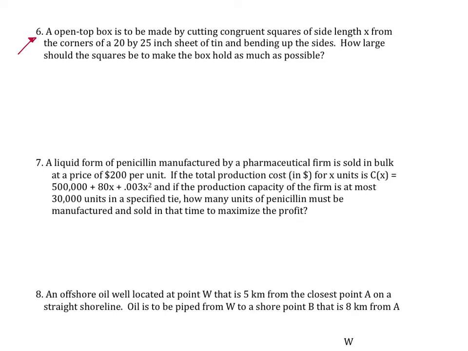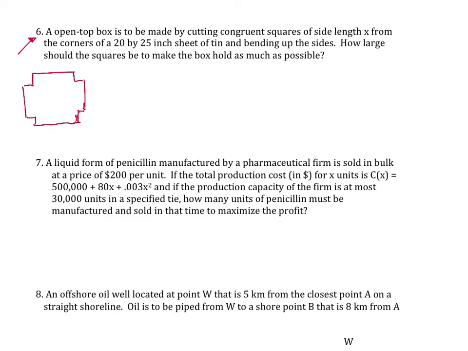So we've got a tin sheet, like this. And I'm going to cut out x's out of each corner. So I'm going to erase this and show you what's left when I cut out x's out of each corner. Then here's what will be left. I will have something that looks like this, because I cut out these congruent squares out of each corner.